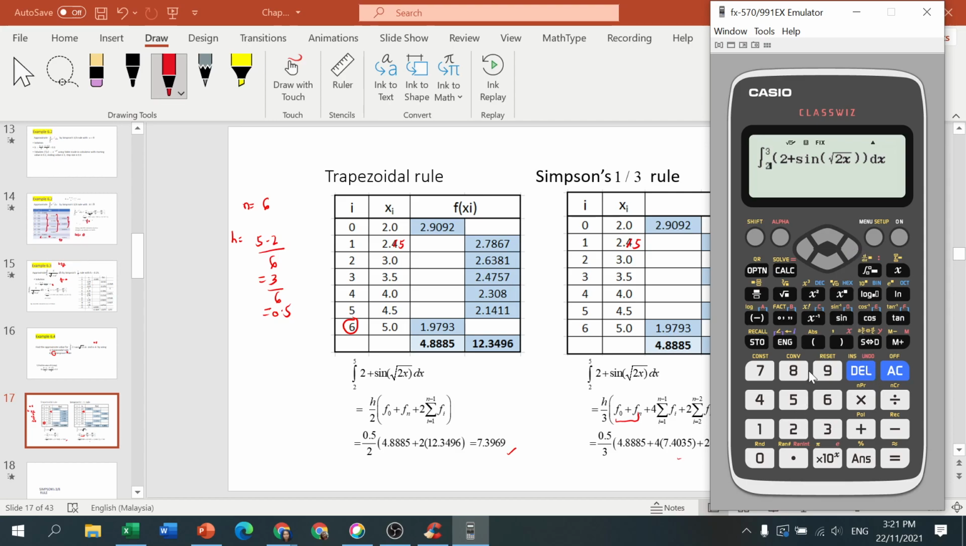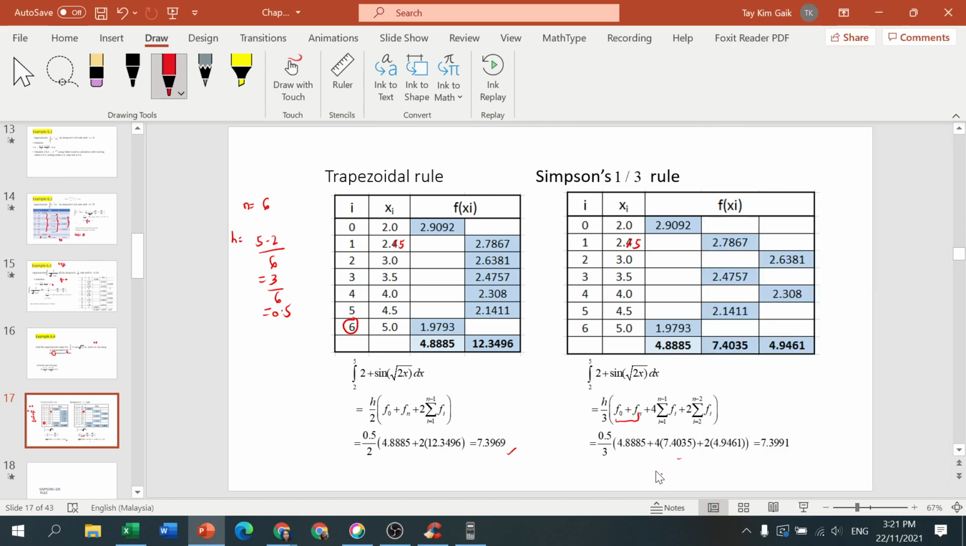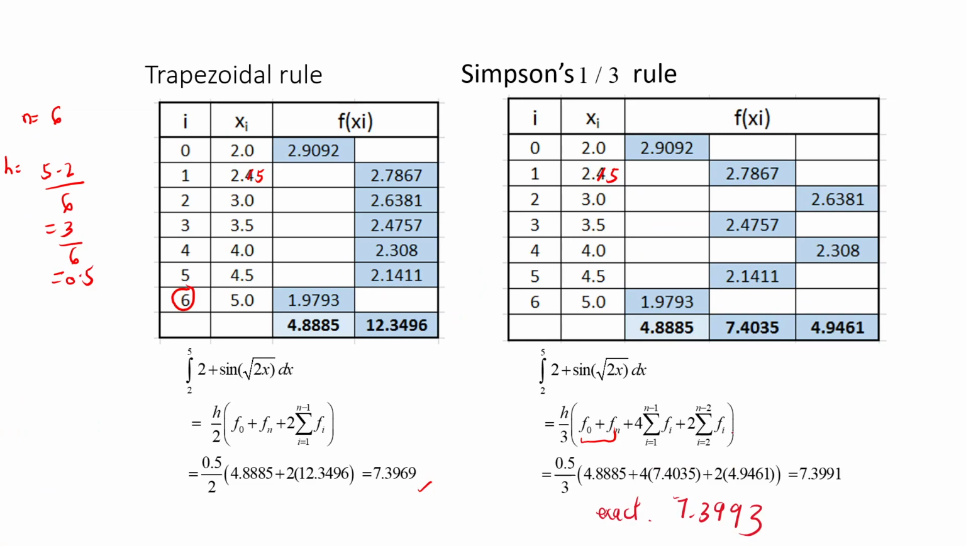This is 2. This is 5. Okay, 7.3993. The exact value is 7.3993. So the absolute error for Simpson 1/3 is smaller.